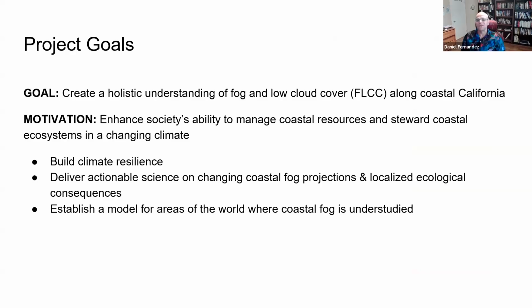Our goal is basically to understand fog and low clouds better than we do. Fog is a cloud, and sometimes it's difficult to discern fog from low clouds in satellite imagery, and we'd like to be able to do that better. Also, how can we better make use of the fog and understand its impacts on the ecosystem and how it's changing as a result of climate change? And also look at how we can better model fog so we can better predict when and where it's going to happen and what its impacts are going to be on ecosystems.